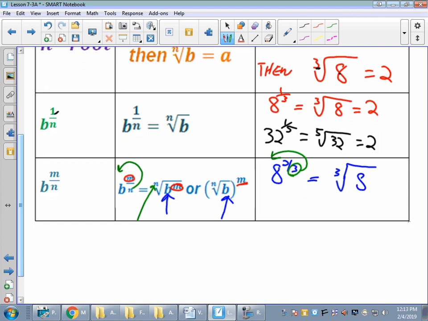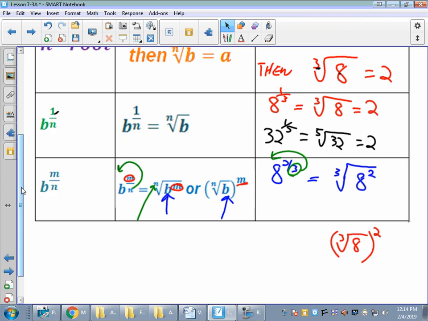I could write it 8 to the 2nd power, because that 2 stays there. Or if I wanted to do it the other way, I could put in parentheses here, because we know we're squaring the whole thing: the cube root of 8, all in parentheses, squared. So it doesn't matter where you put that 2. Really just use whatever way is easier for you, and you'll see what we mean. In this case, they're both pretty much the same.